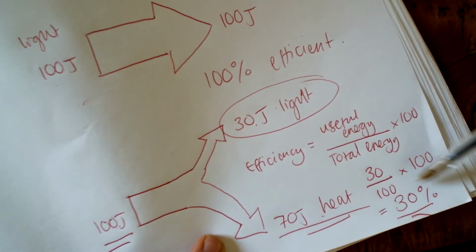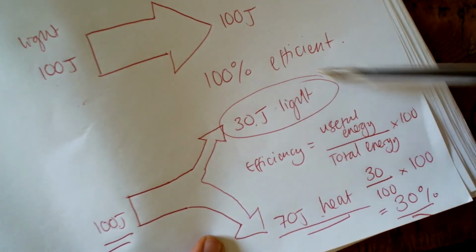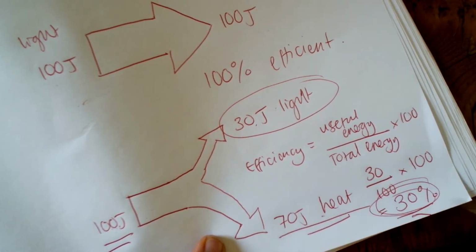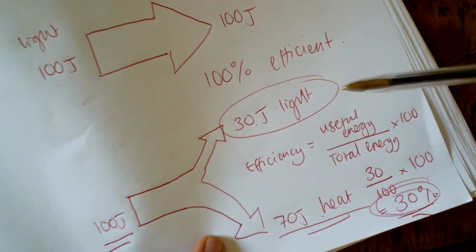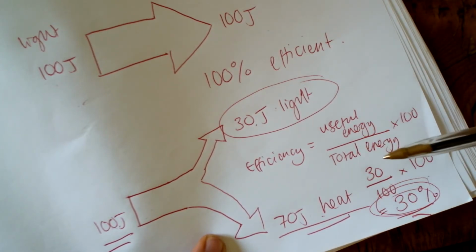What that means is 30% of the energy we put in has gone into its function, transferring as light, and we've lost the other 70%. The better this number is, the more efficient your appliance, and also the more cost effective your home is.